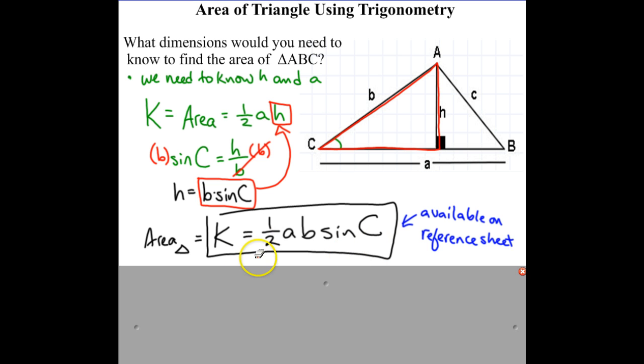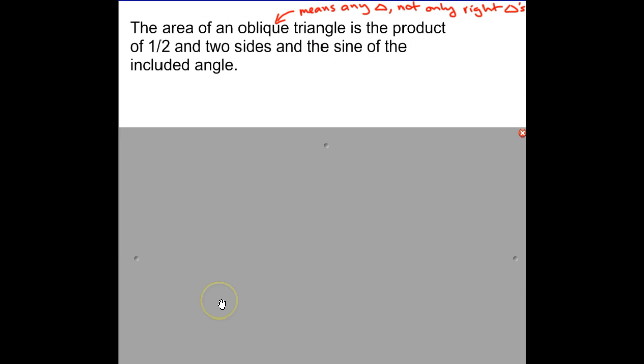This is available on your reference sheet in your green book. It will be available on your Regents and on your unit test. You just need to know how to use it. I'd like you to formally write this definition. The area of an oblique triangle, and oblique means any triangle, not just right triangles, is the product of 1/2, two sides, and the sine of the included angle. We write this formula because it's general. It doesn't refer to particular letters or particular sides. It's any two sides and the angle between them. If you know that information, you can find the area.